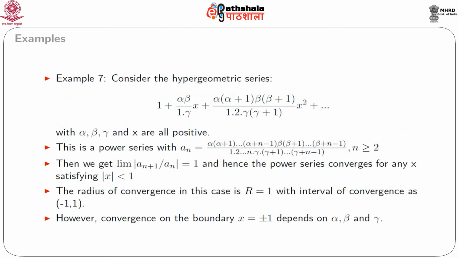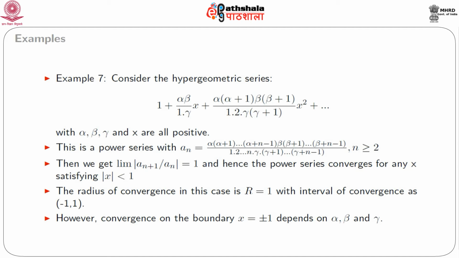So, next consider hypergeometric series. The form is given in the slide where alpha, beta, gamma and x are all positive. Naturally this is a power series with nth term given as in the slide, and after a little bit of manipulation we find the limiting value of a_{n+1} divided by a_n as 1, and hence the power series converges for any x satisfying absolute value of x less than 1.